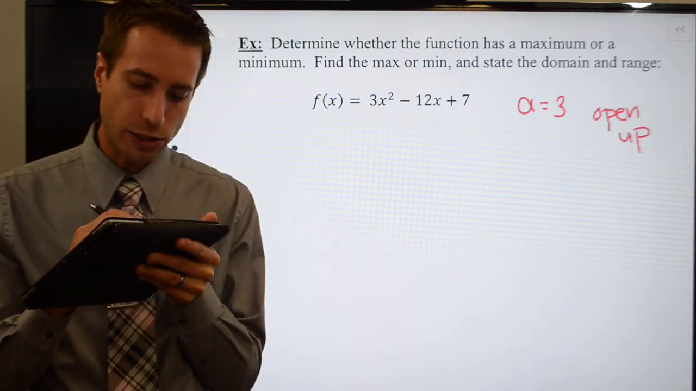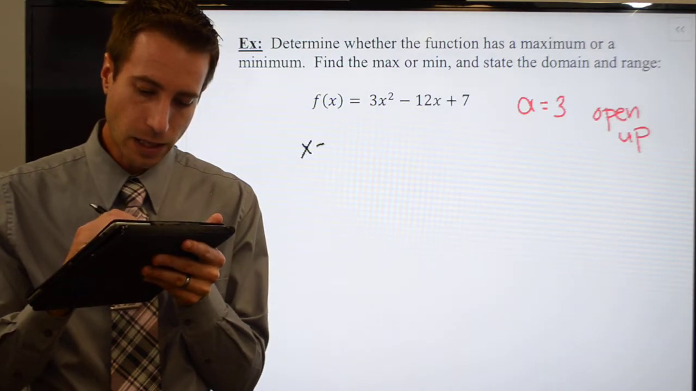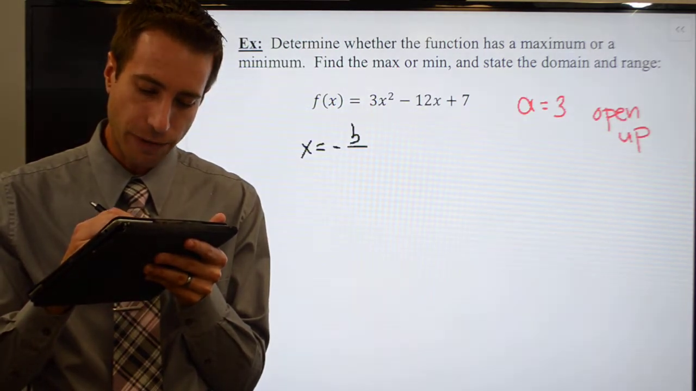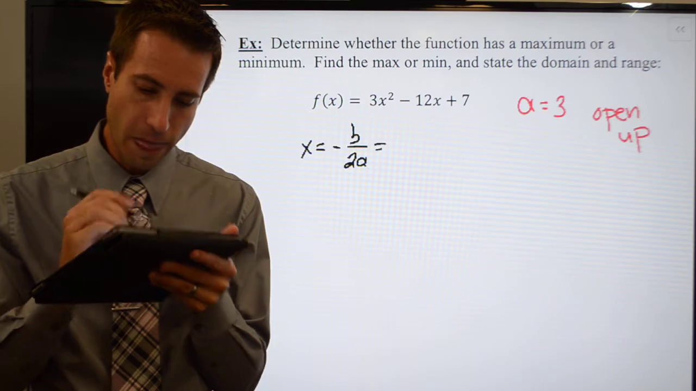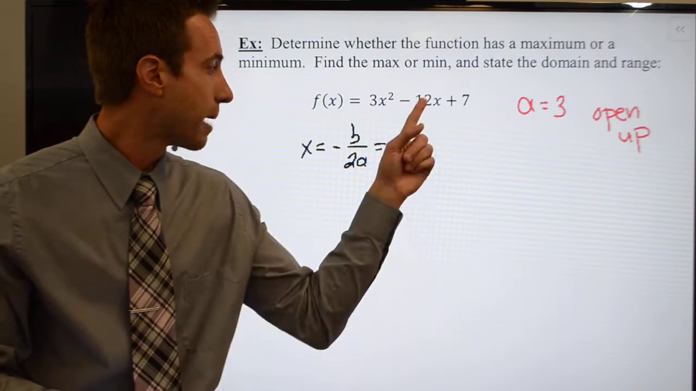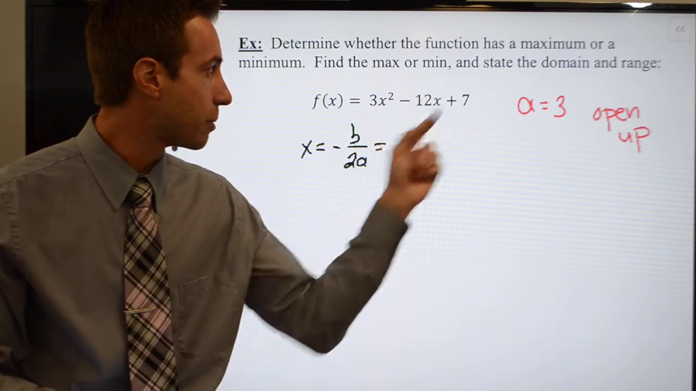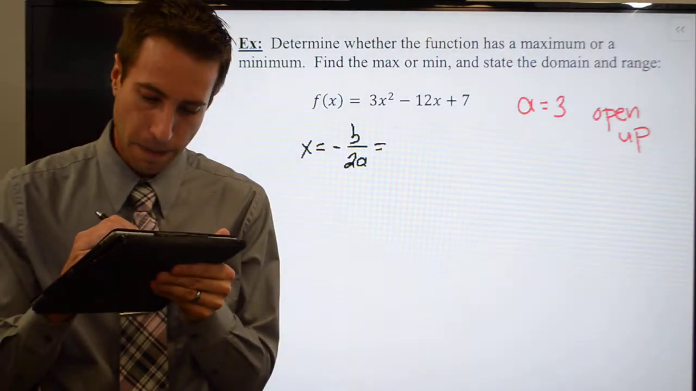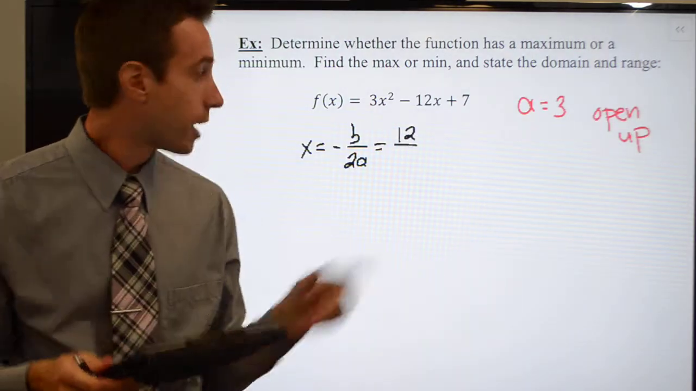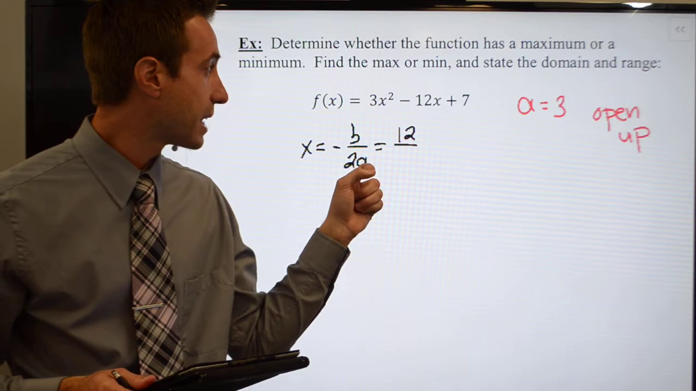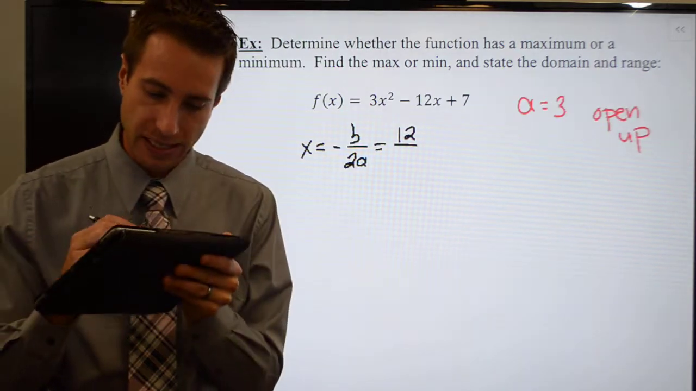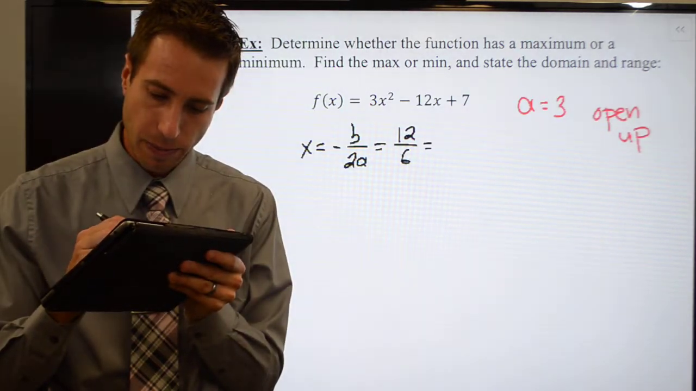We do that by finding my axis of symmetry first. Let's see here, my B is a -12. Negative times a negative would be a +12. My A, so 2 times A, which would be 2 times 3, is going to be a 6. And we wind up with a +2.